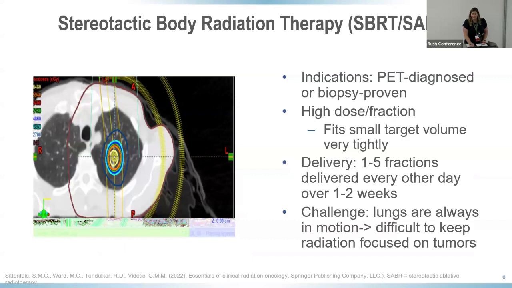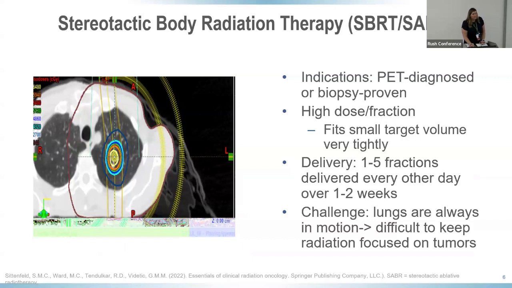How we do it, what are the indications? Well, we like to get a PET diagnosis or biopsy proven lung cancer. We use high dose per fraction. We're able to fit very small target volumes. And we can usually deliver this in as little as 1 to 5 treatments every other day for 1 to 2 weeks. So this is a super short course when we reflect on longer courses with conventional radiation.